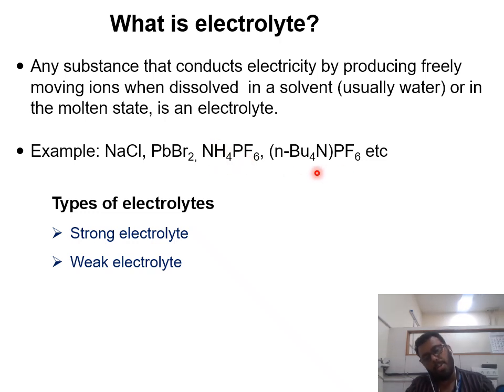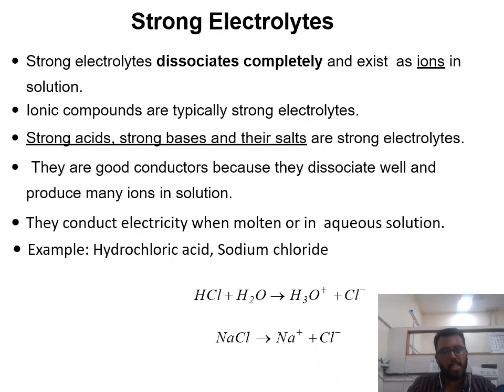So that you can dissolve in acetonitrile instead of water. NaCl, as you know, you can dissolve in aqueous solution. When you dissolve in water, that is called an aqueous electrolyte, and when you dissolve this in acetonitrile, a non-aqueous solvent, that is called a non-aqueous electrolyte. Other than aqueous and non-aqueous electrolytes, there are two other types called strong electrolytes and weak electrolytes. We will discuss in detail.